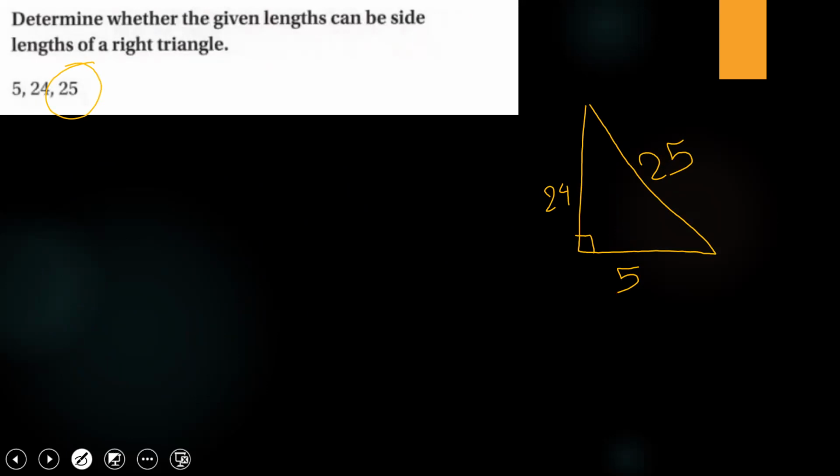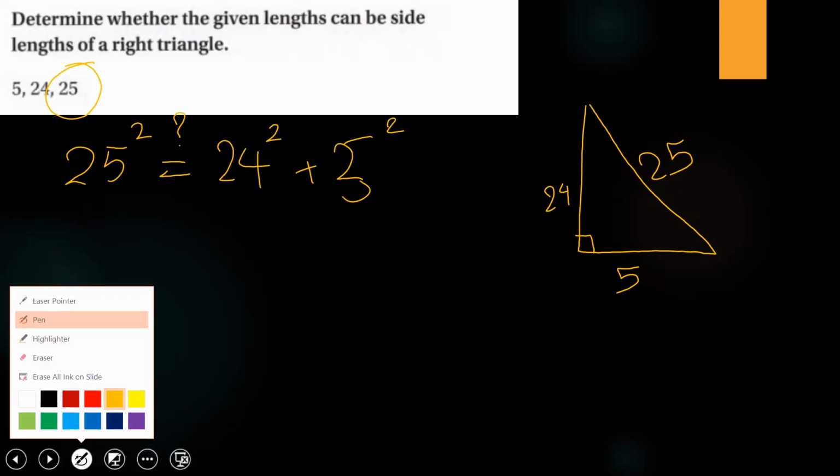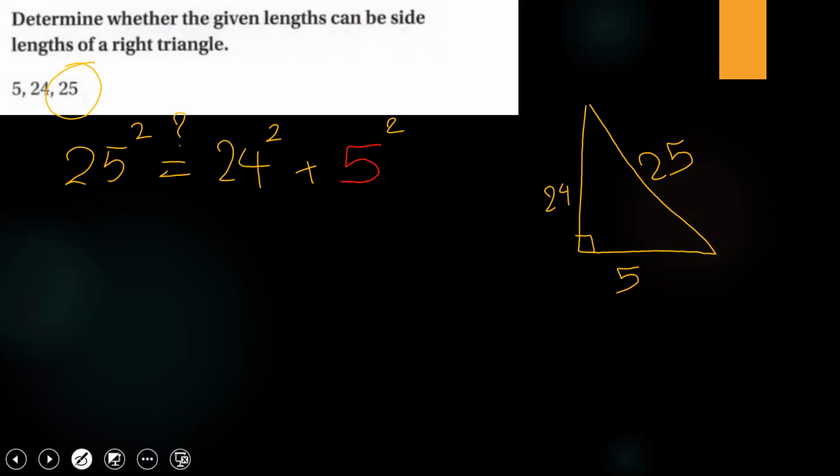If I want to determine if this is yes or no, what do I have to do? A squared plus B squared equals C squared. Exactly. Thank you, Shana. So you have here to use the Pythagorean theorem: does 25 squared equal 24 squared plus 5 squared? I want to check if the greatest one, 25 squared, equals 24 squared plus 5 squared. Let's see.